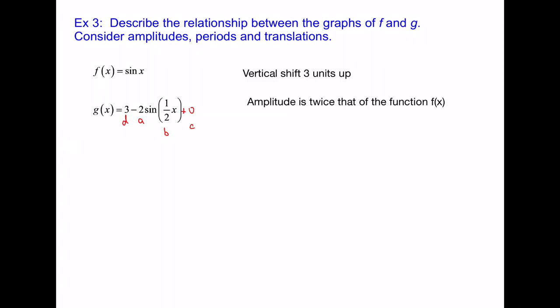It is also a reflection, so we're going to add that. So g of x is a reflection of f of x.